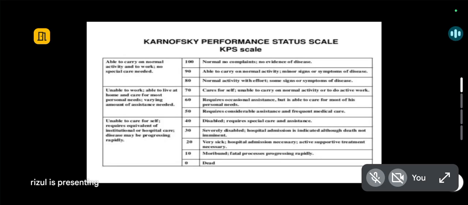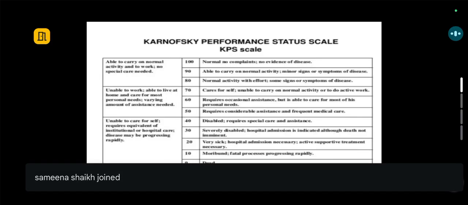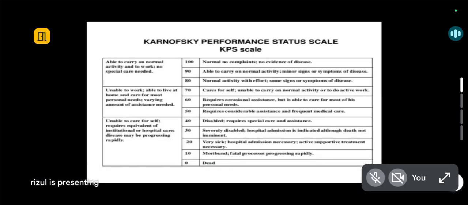For that, we use the Karnofsky performance scale, and we classify them by whether they are able to carry out normal activities or not, or unable to work but able to live at home, or a varying amount of assistance required, or unable to carry out their day-to-day regular activities.